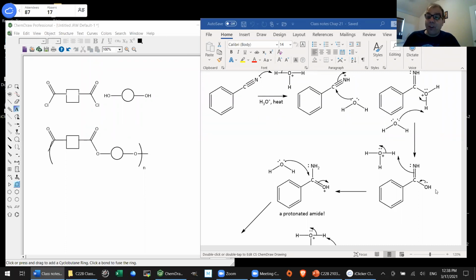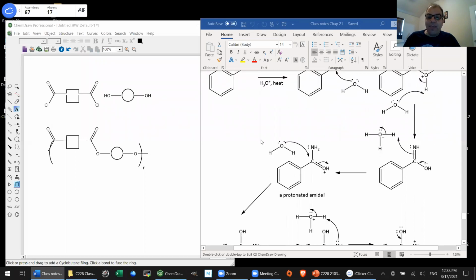Okay, so this is one way of drawing that protonation step, and I think it makes it the clearest what's going on. And then, if you look at this, you'll see that's nothing other than an amide, but protonated. If instead of starting with benzonitrile, we'd started with benzamide in acid solution, the first thing we would do is protonate that carbonyl oxygen and we'd be here. So the rest of the mechanism is exactly the mechanism you'd get for hydrolyzing an amide in acidic solution.